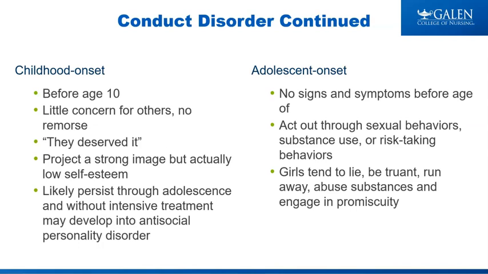Adolescent onset, we're not really going to see symptoms until after age 10. Males are more likely to fight and vandalize, have school discipline problems. Girls are more likely to run away, abuse substances, engage in promiscuity.